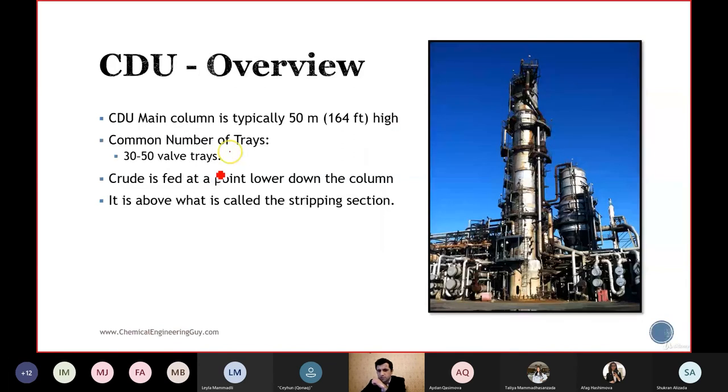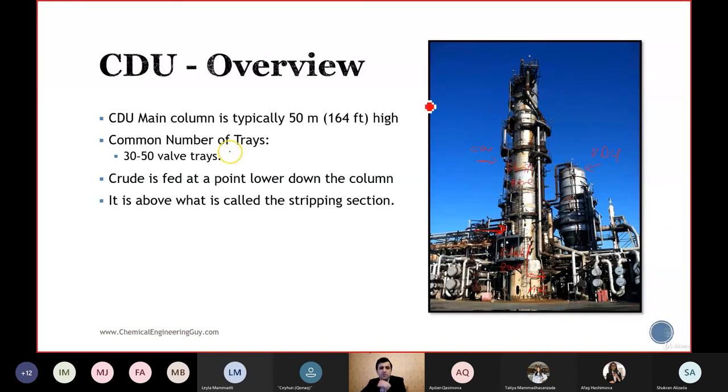This is the CDU, and this is the VDU. It has around 30 to 50 valve trays. Crude is fed at the lower point, around here. And from here, you have the atmospheric residue. This is the flash zone. This is the stripping zone. And then we have the side strippers as well. This is above what's called the stripping section.